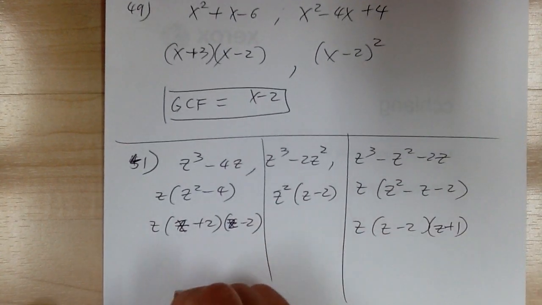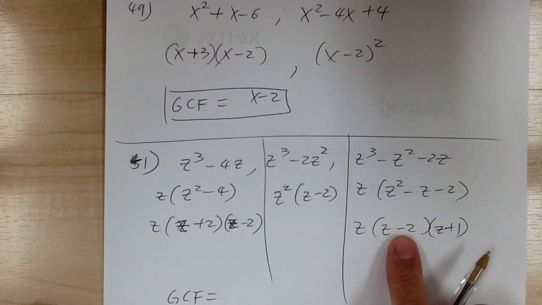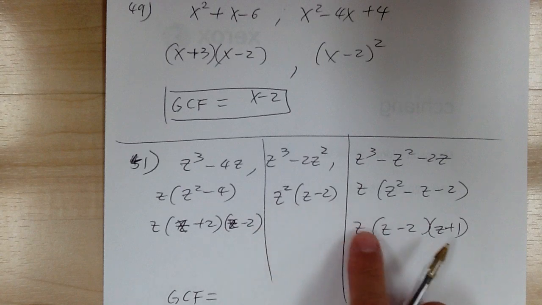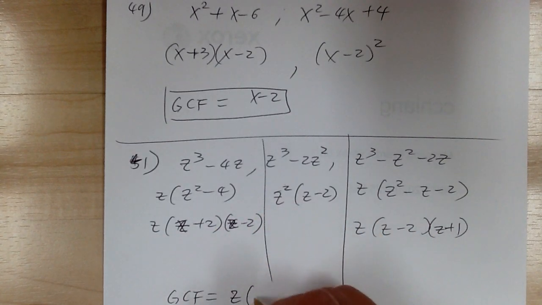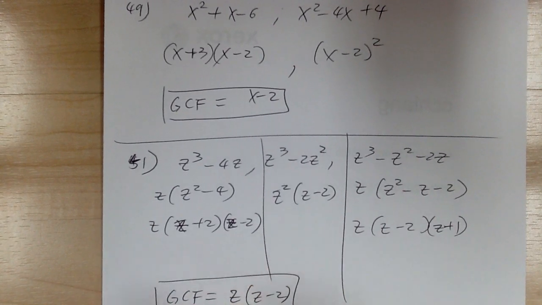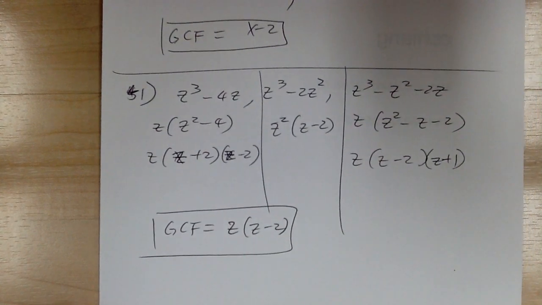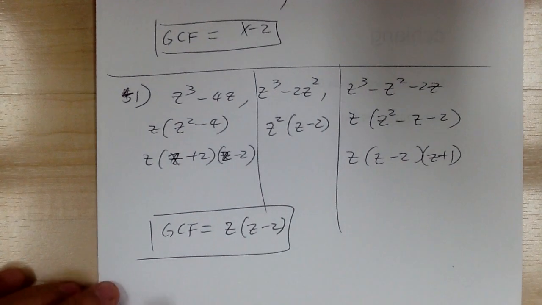Now you compare your GCF, see what they have in common. So you've got z minus 2, z minus 2, z minus 2. And you've got z squared, so you're going to have the z in common. Again, you take the lower one, and you've got z minus 2. Okay, and that's your answer. So you can do all the factoring and check what they have in common.